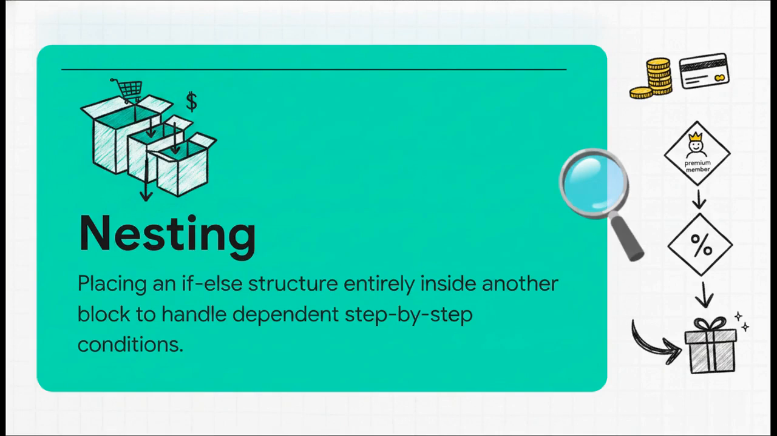Take the e-commerce world, for example. You might first check if a purchase amount is over $1,000. If it is, you dive into a nested if to check if that user is a premium member. If both things are true, boom, they get a 25% discount. If only the first is true, maybe they just get a 10% discount. Nesting is what allows for that really precise, step-by-step detail.